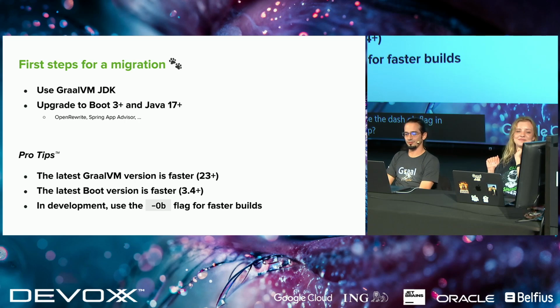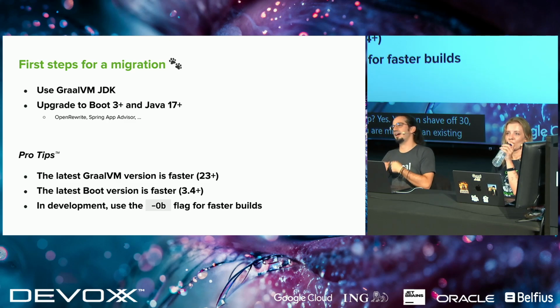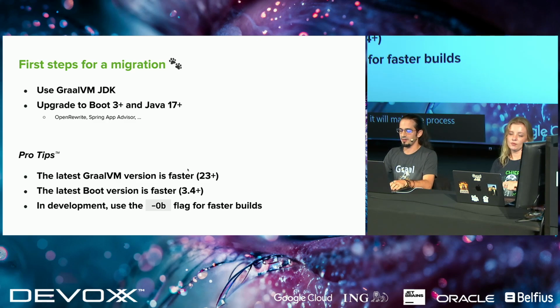Yes, you can shave off 30–40% of build time. So when you are migrating an existing application, you add this, and it will make the process much smoother. You remove it when you go to production.